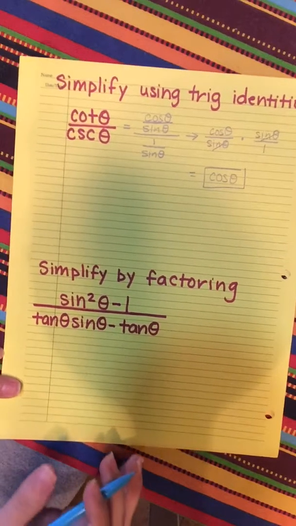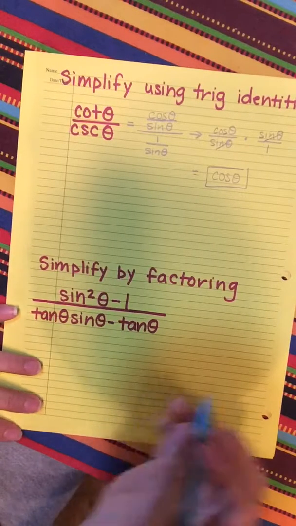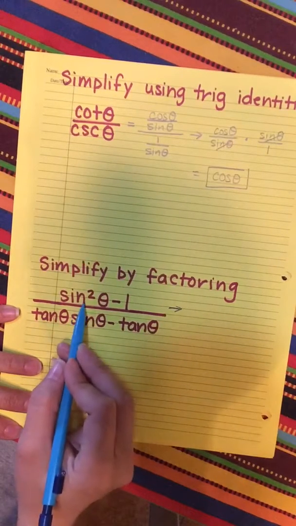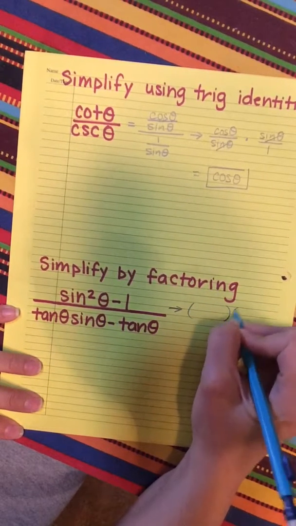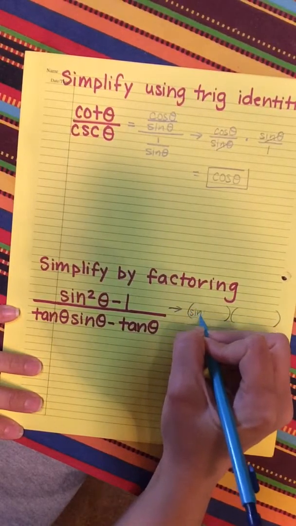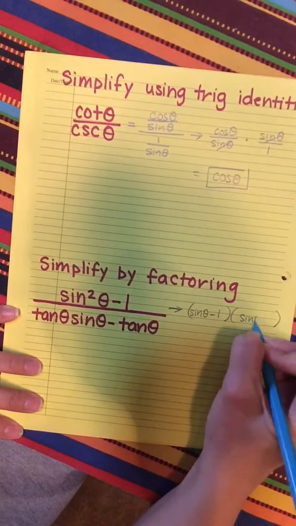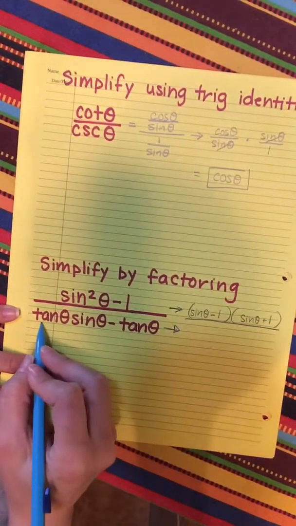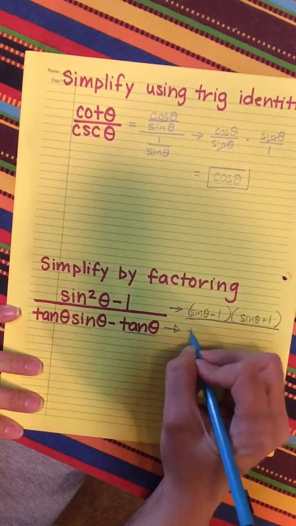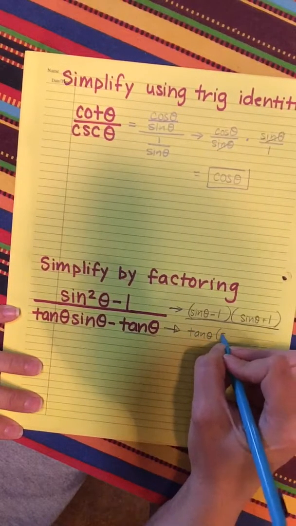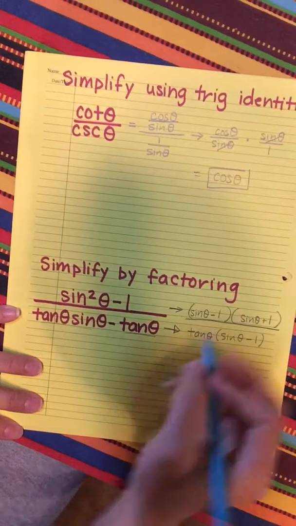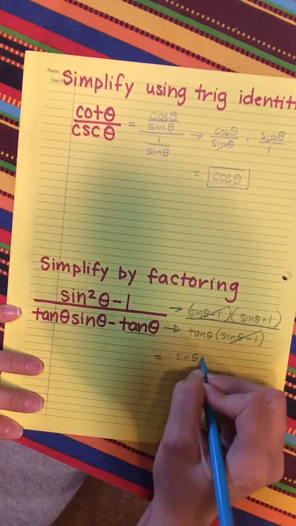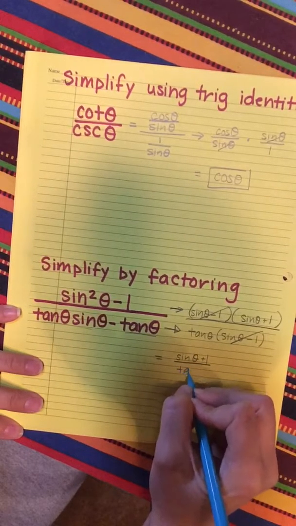Now, it's also possible to simplify by factoring. So down here, this can be rewritten on the top. You have a perfect square minus a perfect square, so you have your two sets of parentheses. Sine of theta minus 1, sine of theta plus 1. In the denominator, what can you take out of both terms? Well, you can take out tangent of theta, leaving you with sine of theta minus 1, which is really nice because those cancel out. So up top, we have sine of theta plus 1 over tangent of theta.